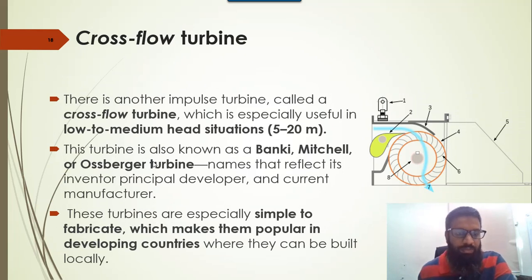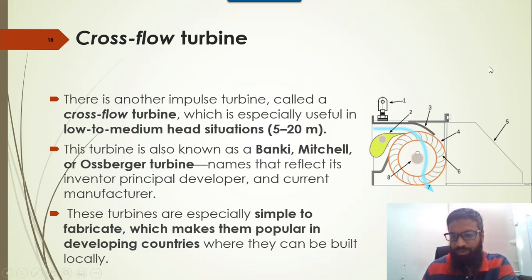So there is another type of the impulse turbine that is called cross flow turbine, which is specially used in low to medium head situations, where the head height is 5 to 20 meters. This turbine is also called as Banki-Mitchell or Ossberger turbine, names that reflect its inventor, principal developer, and the current manufacturer. These turbines are especially simple to fabricate, which makes them popular in developing countries where they can be built locally.